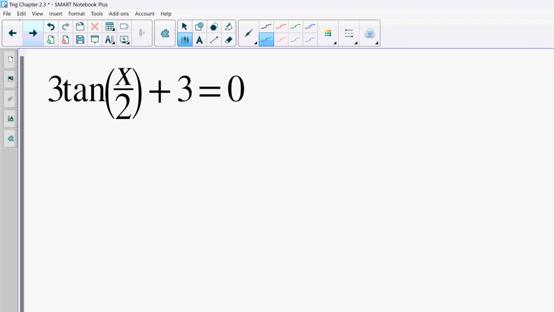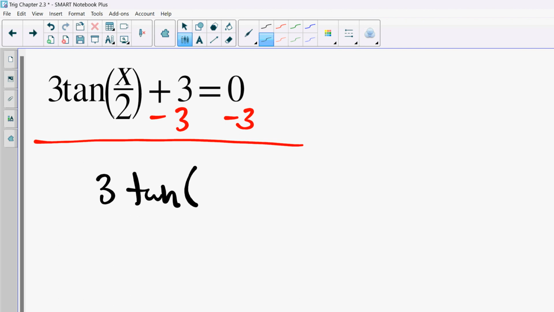Let's look at the next one here, because we'll probably do this one and move on, because this isn't any different than what we just did. Because we only have one tangent here, we can get it by itself. So we can subtract 3 from both sides, telling us that 3 tangent of x over 2 is equal to negative 3.